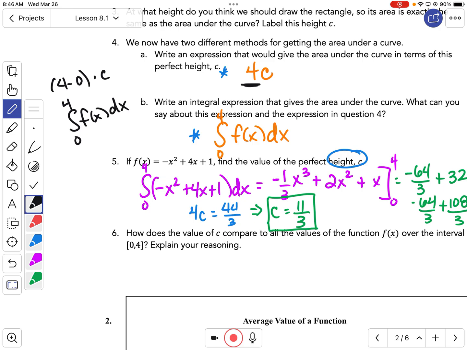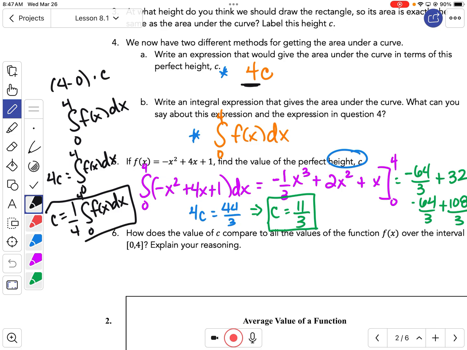We set those two things equal. So we had 4c equaled this integral, 0 to 4 f of x dx. And then to solve, we divided by 4. Could I have also said 1/4 times the integral from 0 to 4 of f of x dx? We're going to generalize that here in just a second. But we're looking for that perfect height, that y value that's going to give me a rectangle, base times height, that's the same as the area under the curve. That is your average value.